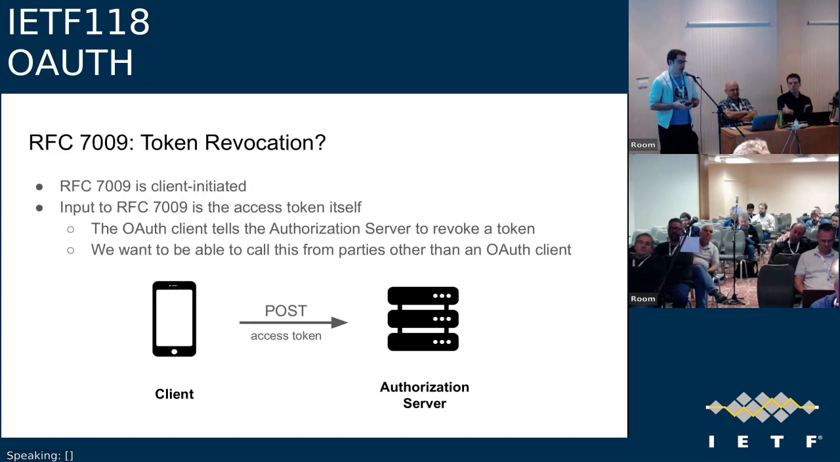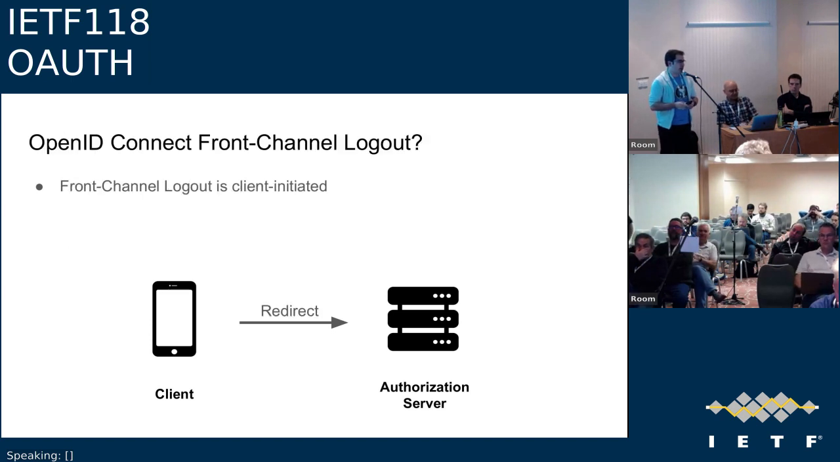We have token revocation, RFC 7009, developed right here. The reason this is not applicable to the situation is because it is client initiated. The whole goal is that the OAuth client that has the token sends that token to the server and says, please revoke this token. The server may also revoke related tokens, and that's left as an implementation exercise. But the point is that the input is the access token itself, it is driven by the client, and that is not ambiguous in the spec. OpenID Connect has front channel logout. Front channel logout is also client initiated, so it doesn't really apply here, and I don't need to go into more detail there.